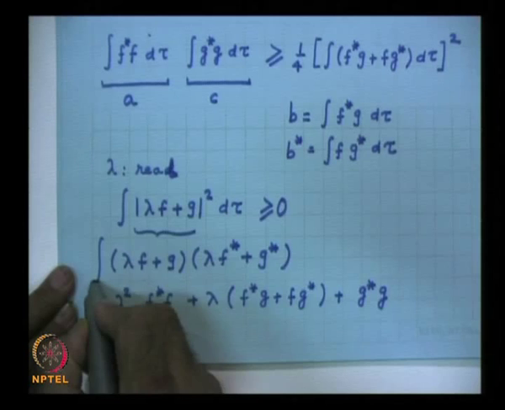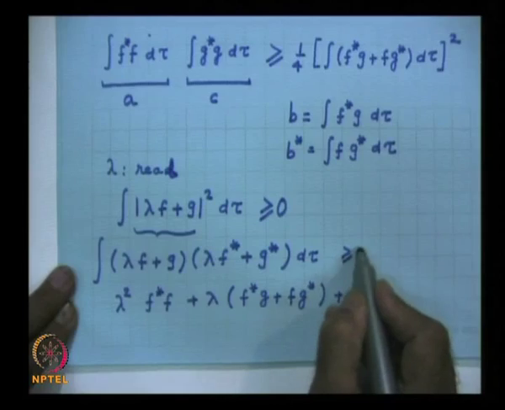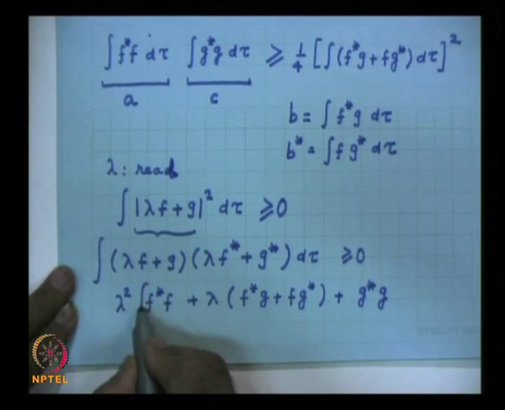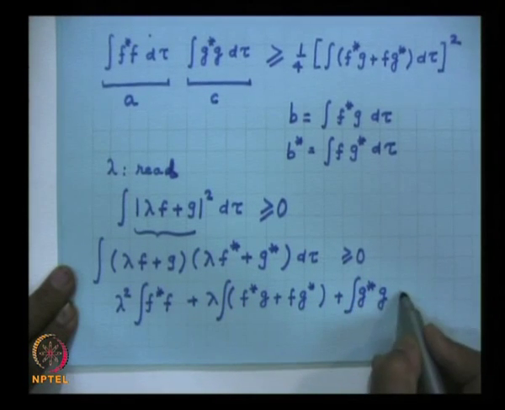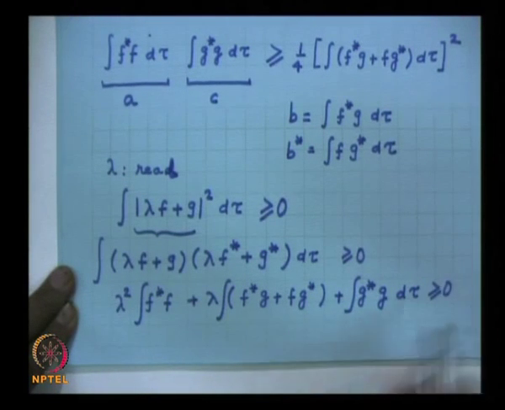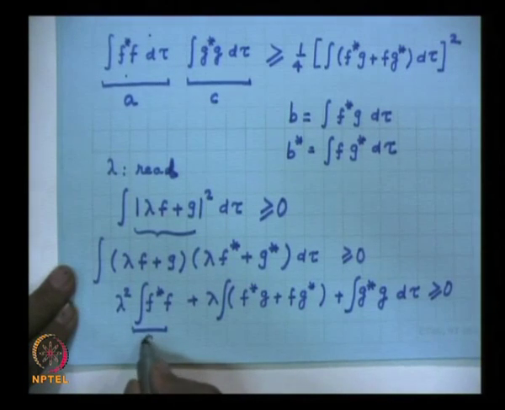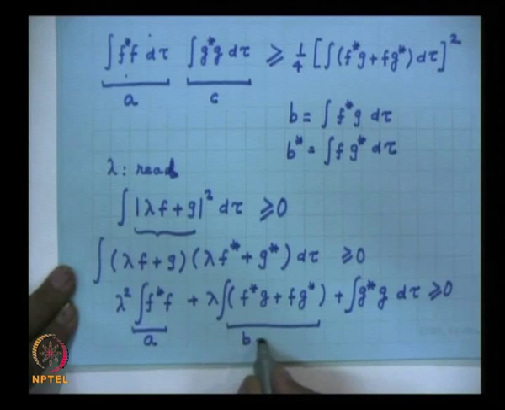So, I integrate this d tau, and this is always positive definite. I integrate it here, I integrate it here, I integrate it here. All integrals are over entire space. So, this is always positive definite. This is A as I had written down here, and this is B plus B star, and this is C.